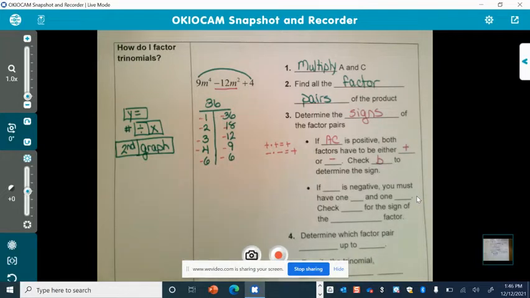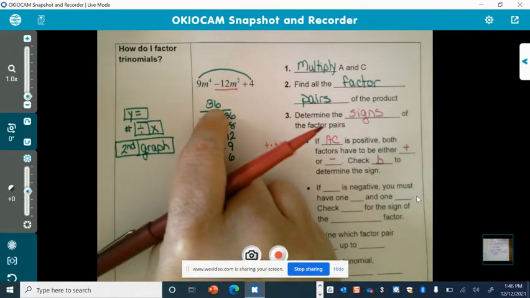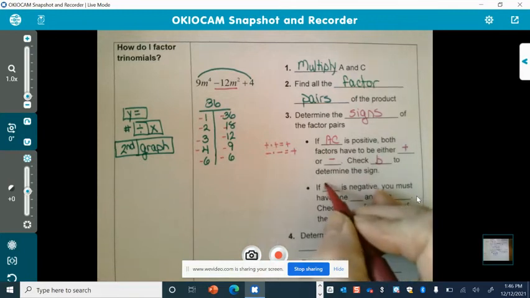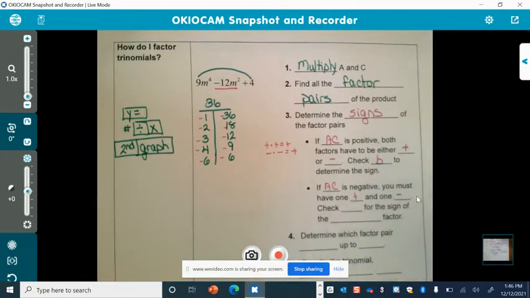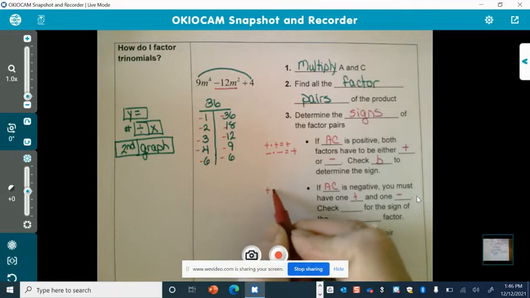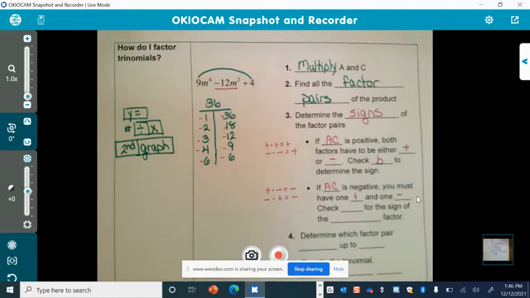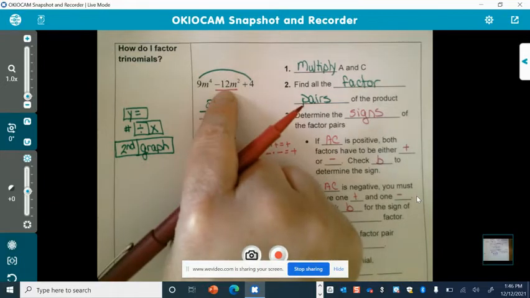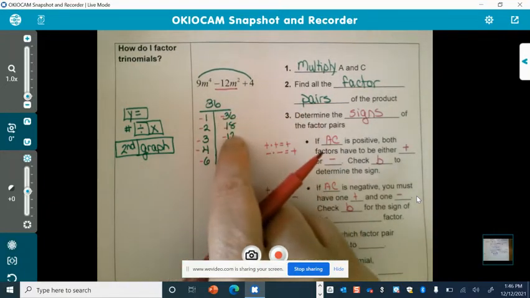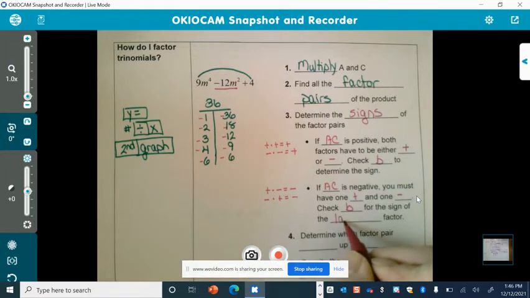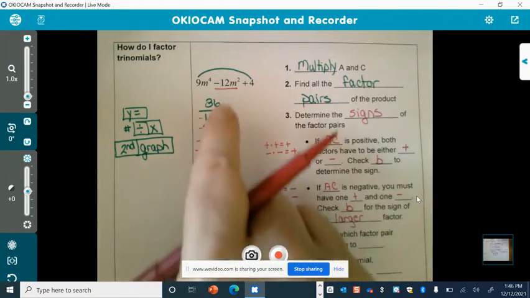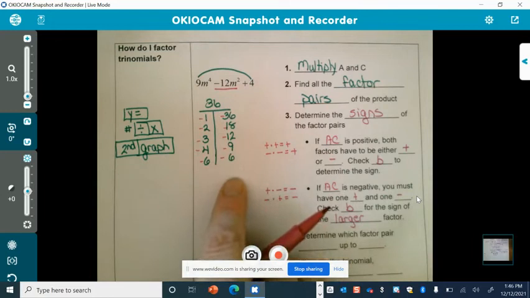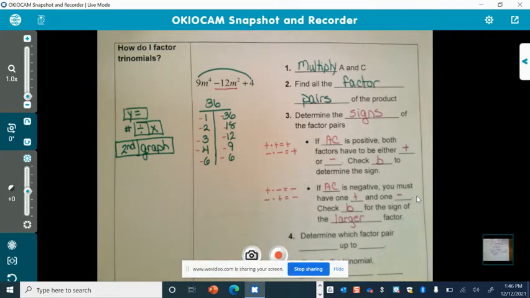Let's say, for example, that this had been a negative 36 when I multiplied it, okay? Then I have to have one positive and one negative, because a positive times a negative is a negative, and a negative times a positive is a negative, right? We would check B for the sign of the factors, and if B is negative, your larger factor has to be negative. If B is positive, your larger factor will be positive. We'll have a couple of those on the next page.